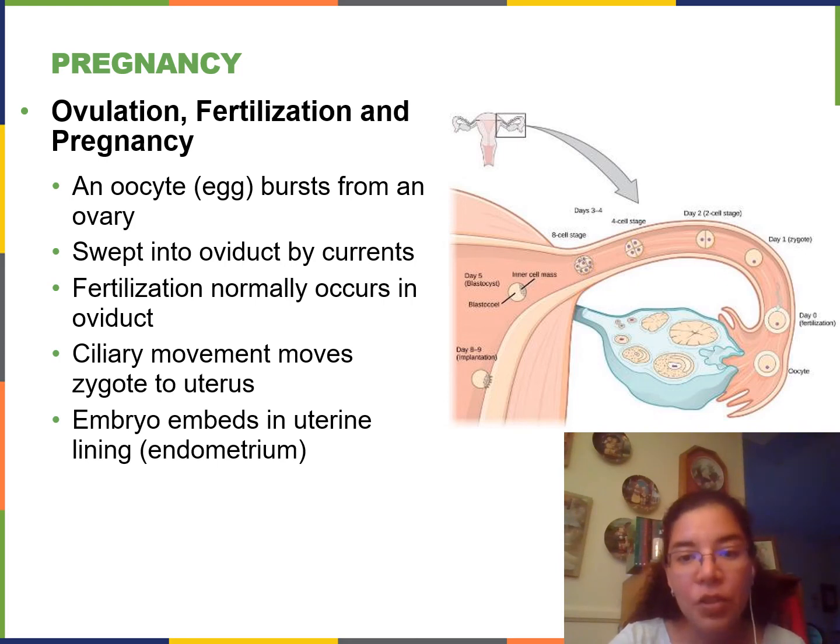The cell becomes 2 cell stage. 2 cells become 4 cell stage. 4 cells become 8, then 16, 32, 64, etc., until it becomes a ball of cells called a blastula. And this ball of cells will implant about a week after fertilization into that inner lining of the uterus called the endometrium. That's called implantation.